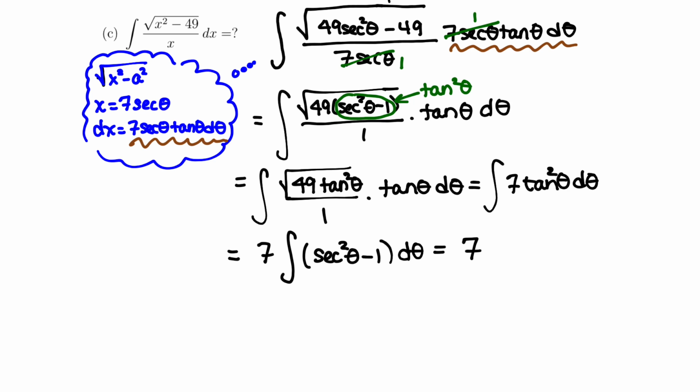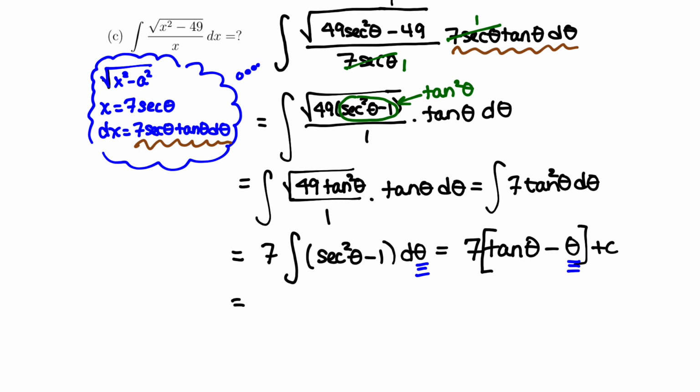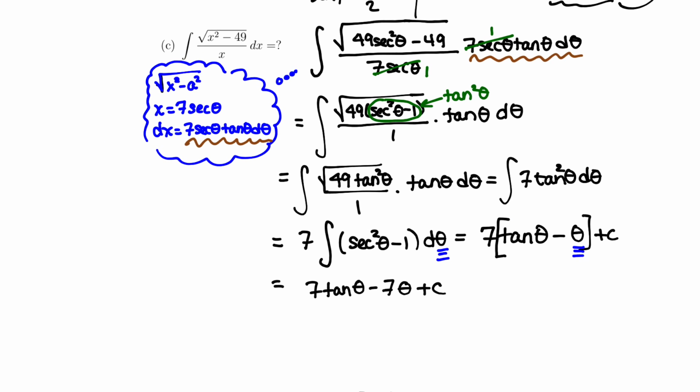Antiderivative of secant squared is, Acacia, you know what that is? Tangent, right? Antiderivative of 1 is theta, because we're integrating with respect to theta. So really, my answer here is going to be 7 tangent theta minus 7 theta plus c. And don't forget, we have to go back and turn it into x's.